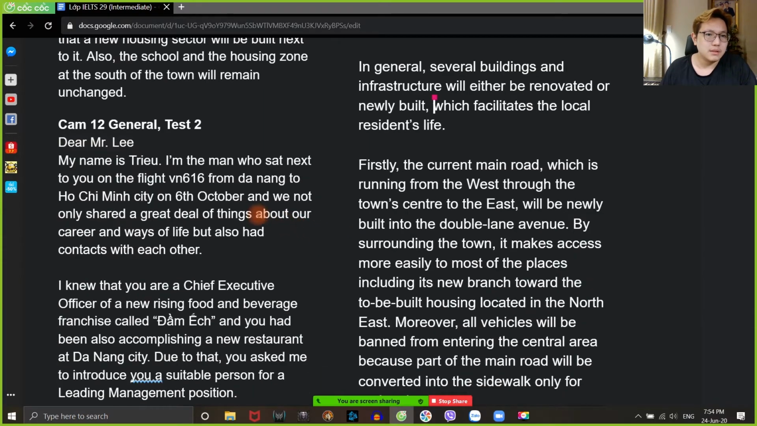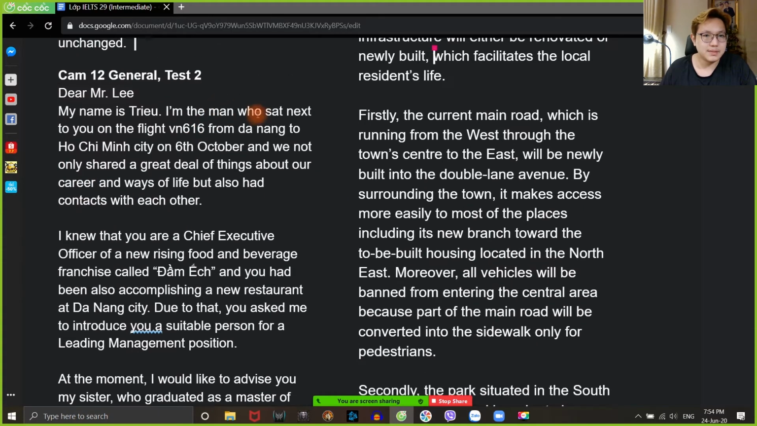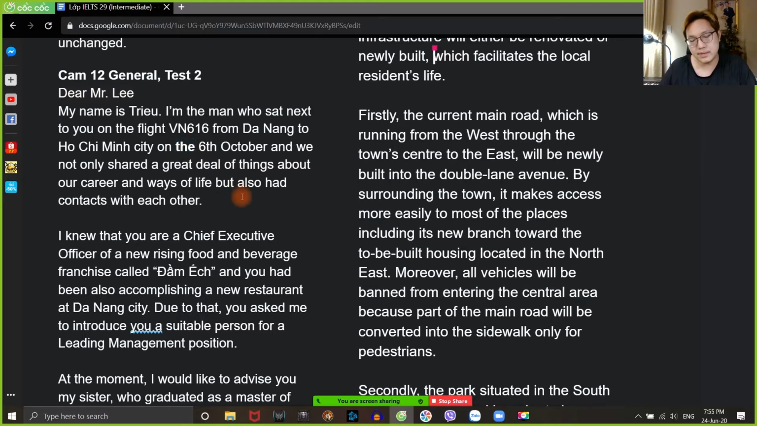Okay, now, your letter writing. My name's Shreya, my man who said, what is this? Next to you are on the flight from Da Nang. I think this one has a capital letter, from Da Nang to Ho Chi Minh City on the 6th of October. Yeah. Remember, this is an academic way to write, okay? The 6th of October, and we not only share a great deal of things.